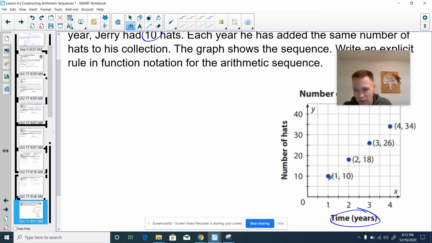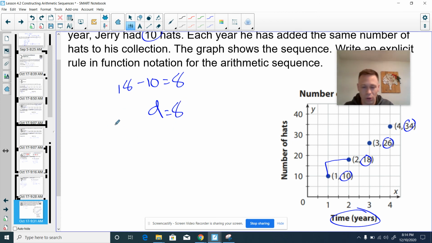What I have to do is figure out the difference in the height from each point, right? So how do I go from here to here? Well, this would be 1 year, right? And so in 1 year, I went from 10 hats to 18 hats, and then from 18 hats to 26 hats, and then from 26 hats to 34 hats. So I'm thinking that my common difference is 8. Every year we go up 8. I can just even show you that 18 minus 10 is obviously equal to 8, right? So then d is equal to 8.